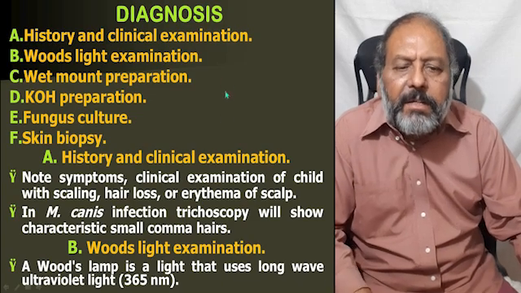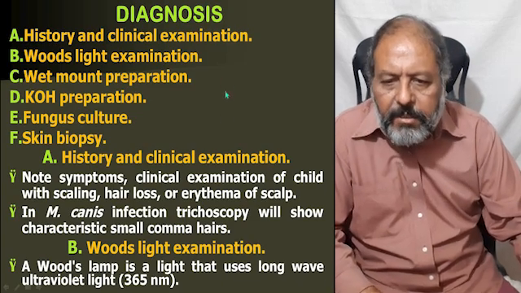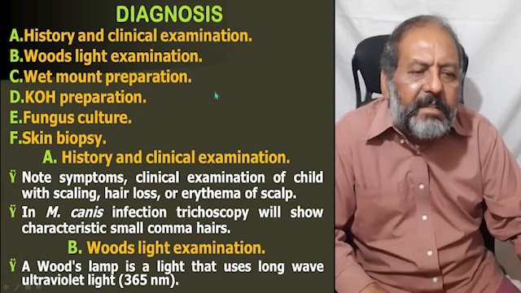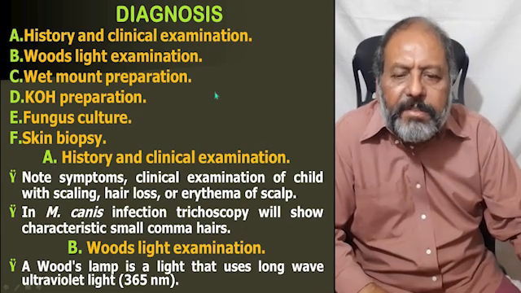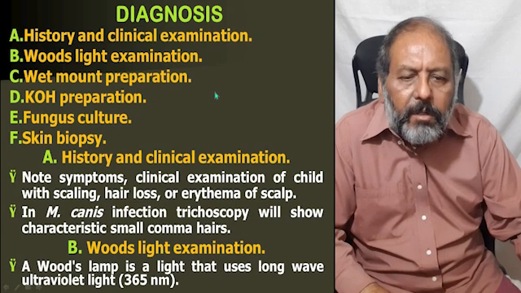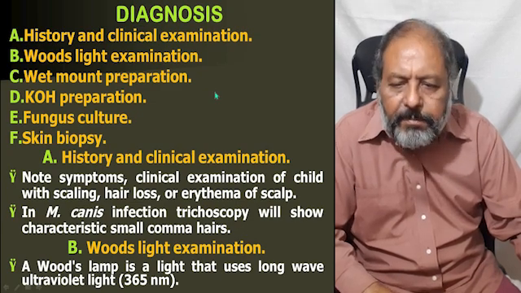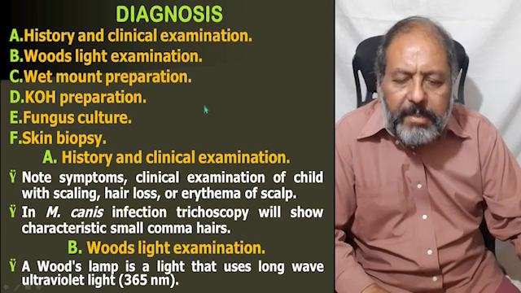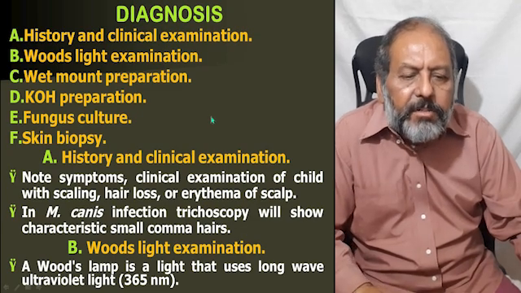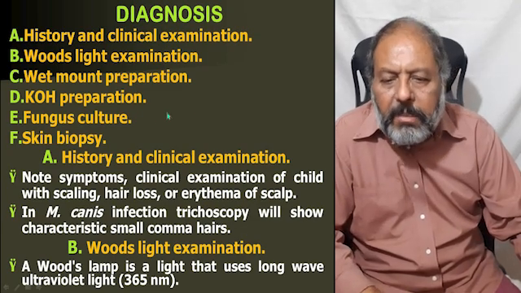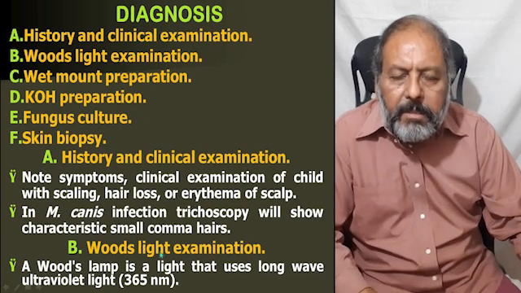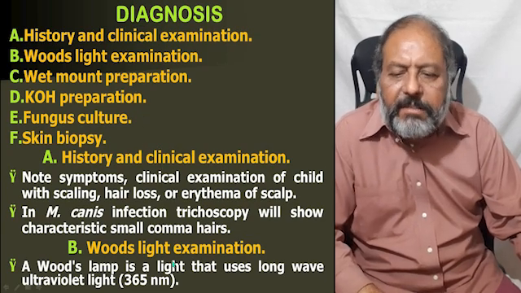First, the history and clinical examination. One should note symptoms and examine the child for scaling, hair loss, or erythema of the scalp. In Microsporum canis infection, trichoscopy will show characteristic small comma hairs. Number two is Wood's light examination.